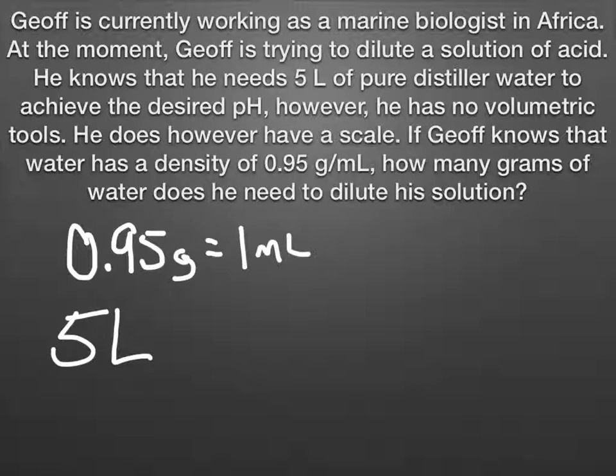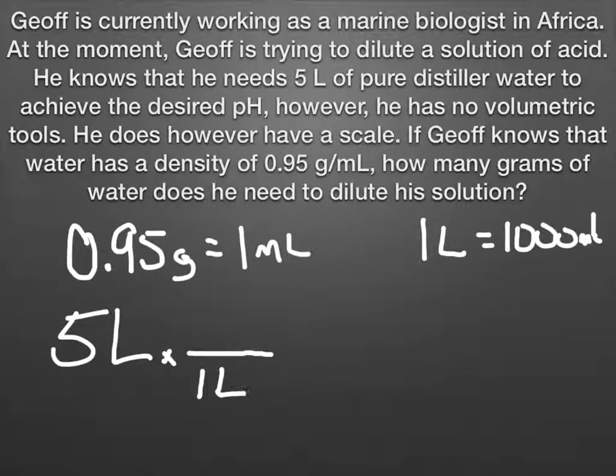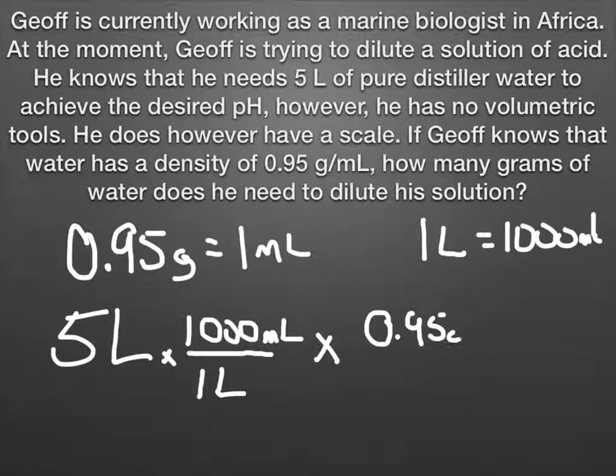Now, 1 liter is 1,000 milliliters, thus the prefix milli. So, once again, we draw a ratio line. We put what we have, which is liters, on the bottom, and we put what we're converting to on the top. We then, using another conversion factor, put what we need, our 0.95 grams, on the top, and then we convert from our milliliters on the bottom. This allows us to go through and cancel our units. Liters are gone, milliliters are gone, that leaves grams.